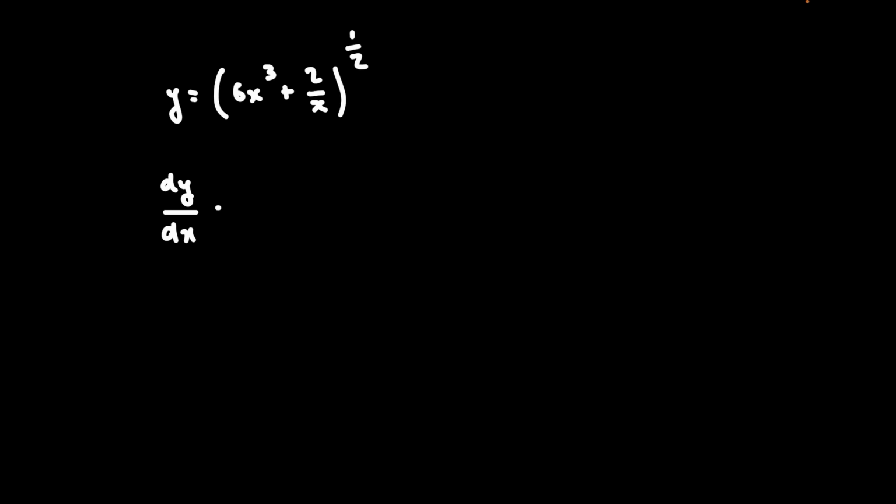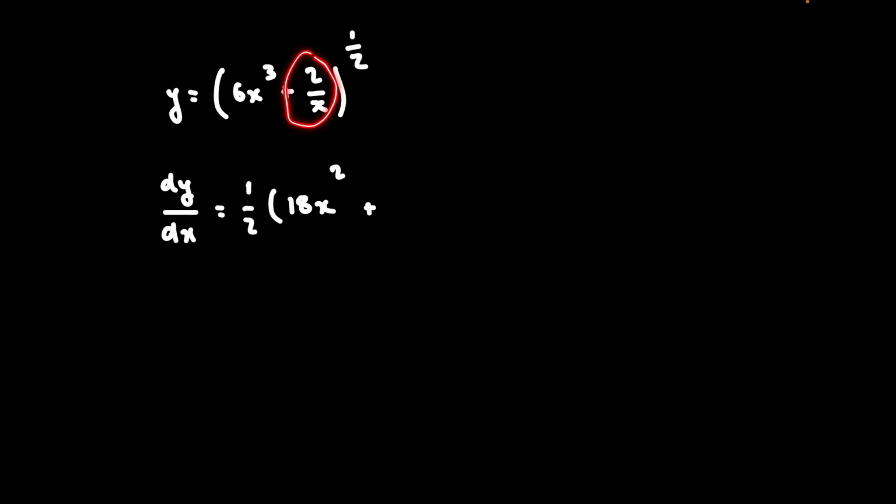Next question we're going to do is working out the derivative for y equals (6x cubed plus 2 over x) to the power of a half. To differentiate this, we would bring the power to the front, so we'd bring the half to the front. Then we would times by the derivative of the inside function. The derivative of 6x cubed is simply bring the 3 to the front. We would have 3 times 6x to the power of 2, and that would be 18x squared.